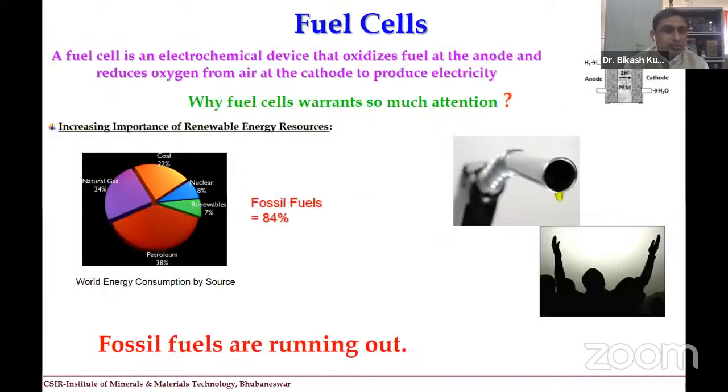So let us discuss fuel cells. All of you know what a fuel cell is. A fuel cell is just an electrochemical device that oxidizes fuel at the anode and reduces oxygen at the cathode to produce electricity. Why do we need alternate fuel cells? Because we are now increasing our focus on developing energy from renewable resources. We generally depend on energy from fossil fuels, and the fossil fuels are running out. That's why we need alternative fuels and alternative fuel cell devices to get electricity.